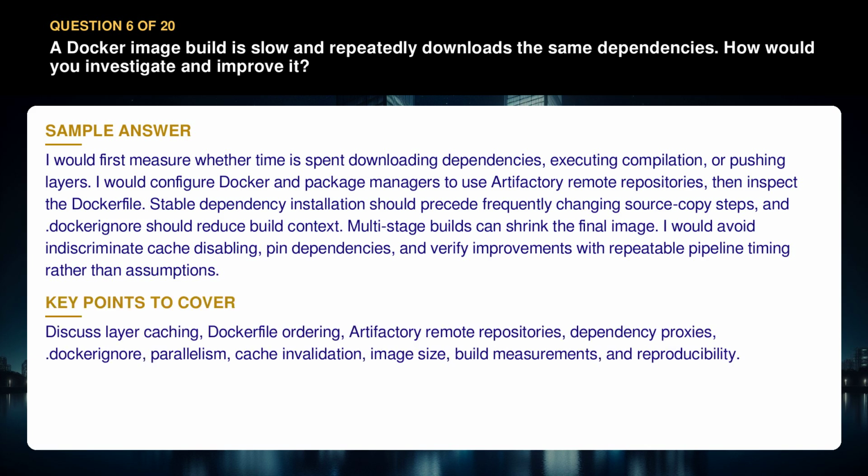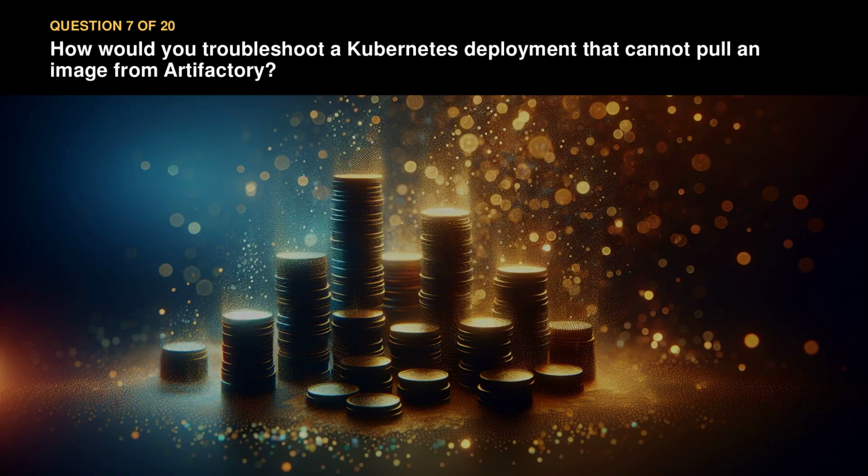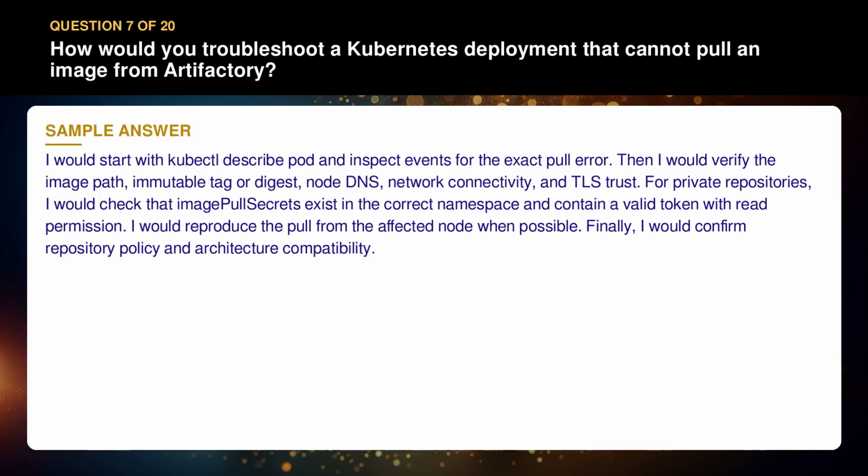Discuss layer caching, Dockerfile ordering, Artifactory remote repositories, dependency proxies, .dockerignore, parallelism, cache invalidation, image size, build measurements, and reproducibility. Question 7. How would you troubleshoot a Kubernetes deployment that cannot pull an image from Artifactory? I would start with kubectl describe pod and inspect events for the exact pull error. Then I would verify the image path, immutable tag or digest, node DNS, network connectivity, and TLS trust.